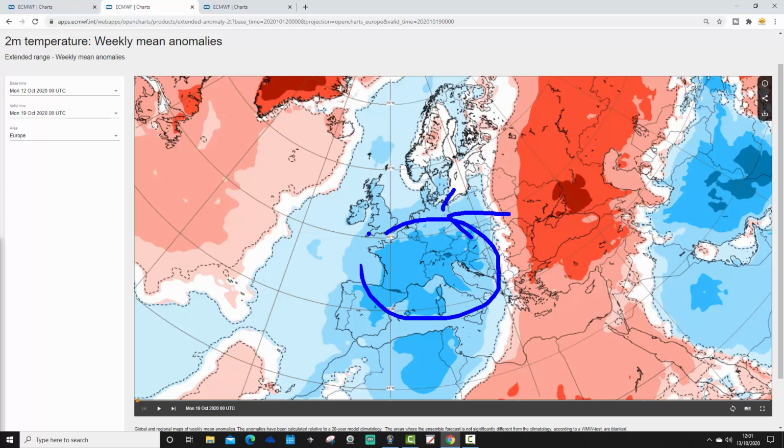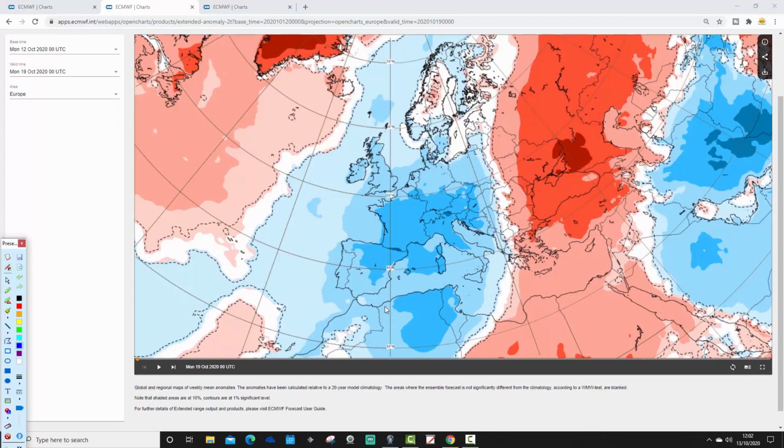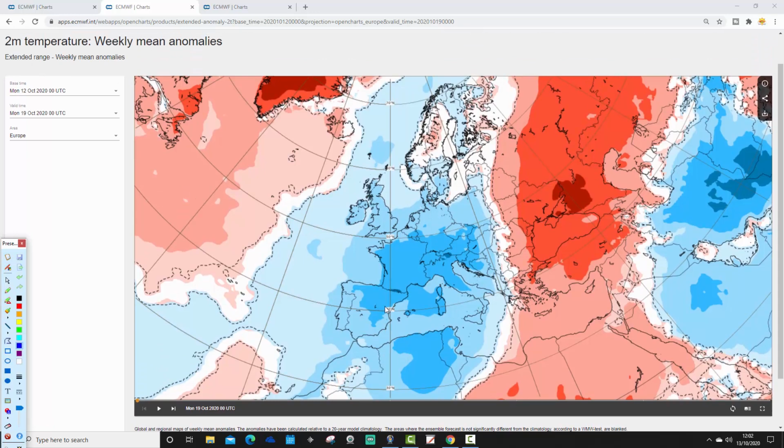Significantly cooler than average anomalies through France into Germany and also into southern parts of Poland as well, down into Italy, central bowl of Mediterranean, and into northern parts of Spain. We're talking about temperatures around 2 to 3 degrees below average through these areas. So yeah, significantly cooler than average week is coming up and on the way for many west parts of Europe.